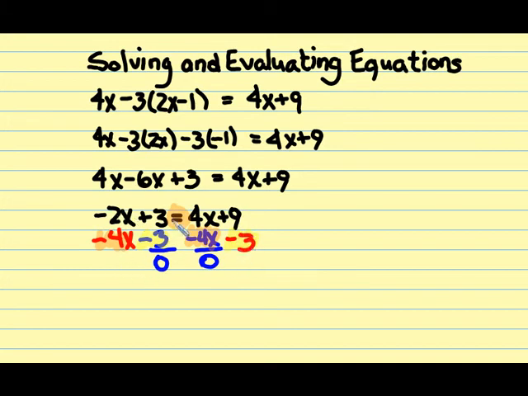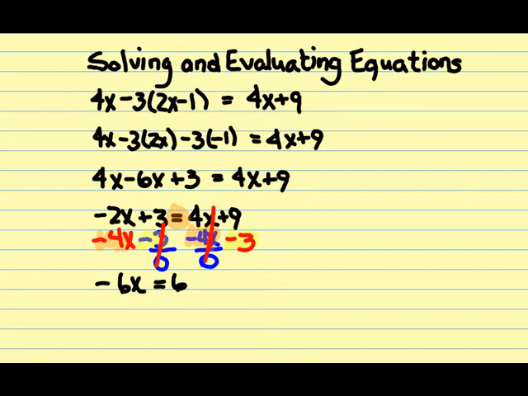So now those two right there are gone because they go to 0. So now I finally get negative 6x equals 6. So now do you see I have all my variables on one side, my numbers on the other.